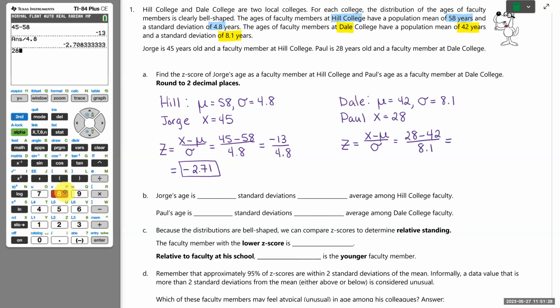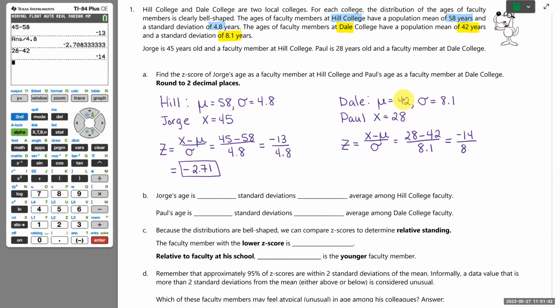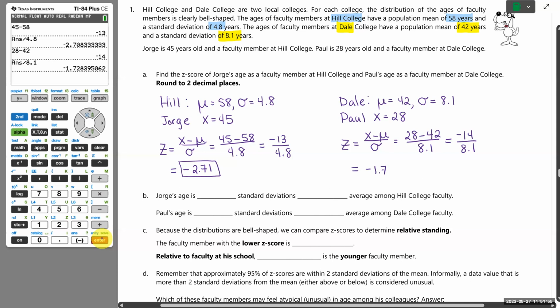So I'm going to do my numerator first again. In this case, negative 14 indicates that Paul, who's 28, is 14 years below the average. And then we turn that into a z-score by dividing by the standard deviation. So divide that by 8.1. And then I'll round that to 2 places again. So that's negative 1.73.